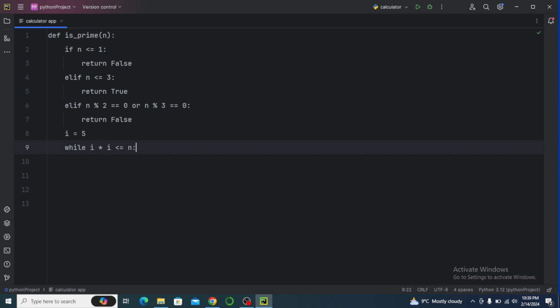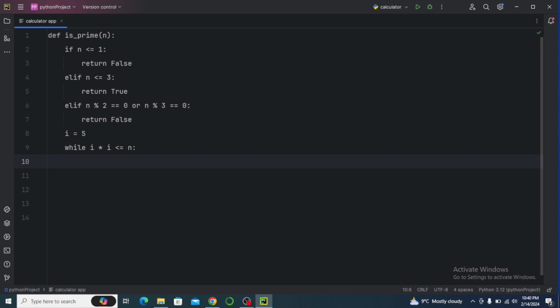Now we're using the while statement, so this is like a continuous loop until the square of i exceeds n. This is because if n is not a prime number, it has a divisor greater than its square root, then it must also have a divisor smaller than or equal to its square root. By checking the divisibility up to the square root of n, we can efficiently determine if n is prime or not. So that's why we're using this.